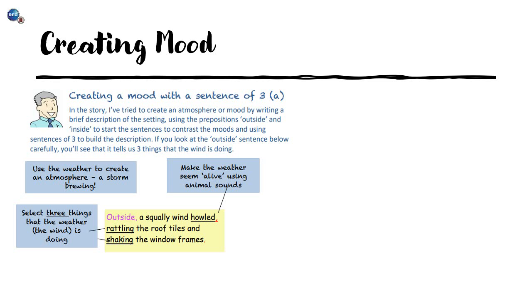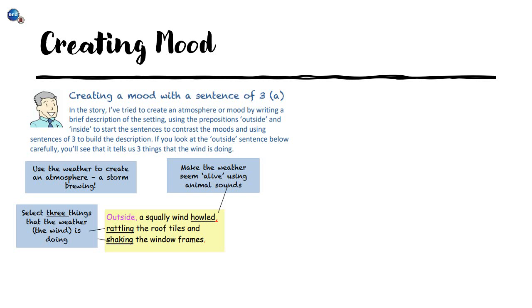Well, today we're going to focus on mood, as we've said several times. So in a story, we've tried to create an atmosphere or a mood by writing a brief description of the setting, using the prepositions outside and inside. Remember, prepositions are words that give position. And we've used those to start the sentences to contrast the moods, and using sentences of 3 to build a description. Now we're going to look at the outside sentence below carefully, and we will see that it tells us 3 things that the wind is doing.